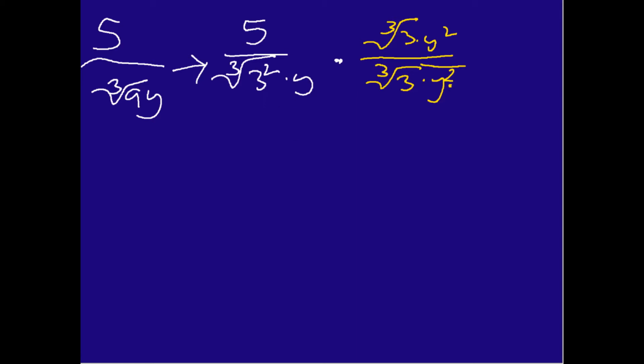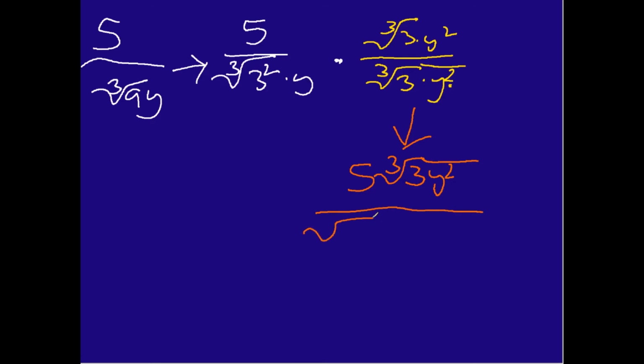Now, when I do this, I get the following as my answer. Just going to draw my arrow down like so. I get 5 times the cube root of 3y squared, all that over the cube root of 3 to the third power, y to the third power, like so.